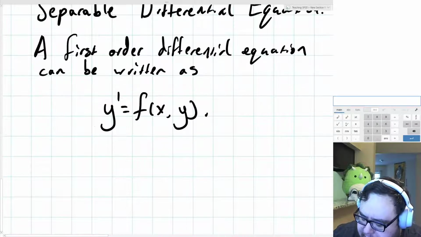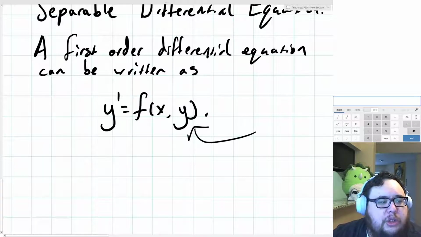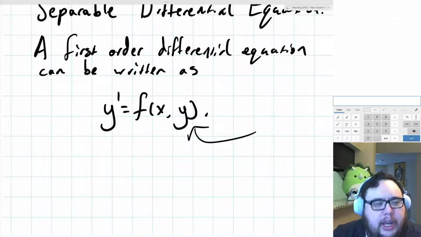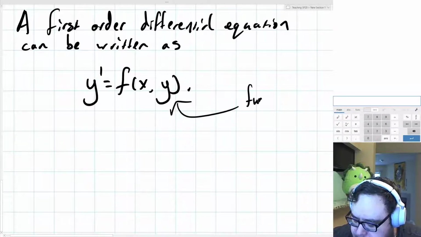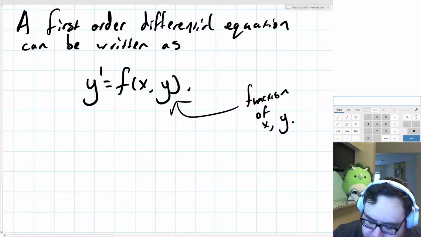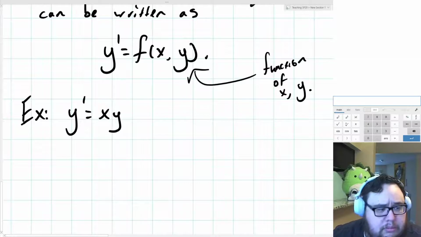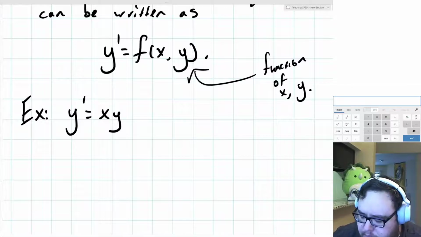This notation you guys may not have seen before. It is function notation, but it's a function of two variables rather than one variable. It requires two inputs. However, it still behaves the same as other functions do. It has two inputs, but it should still yield a unique output for every single input. So this is a function of x and y. So for example, y prime is equal to xy. That's xy is a function of x and y. It's x times y, right?